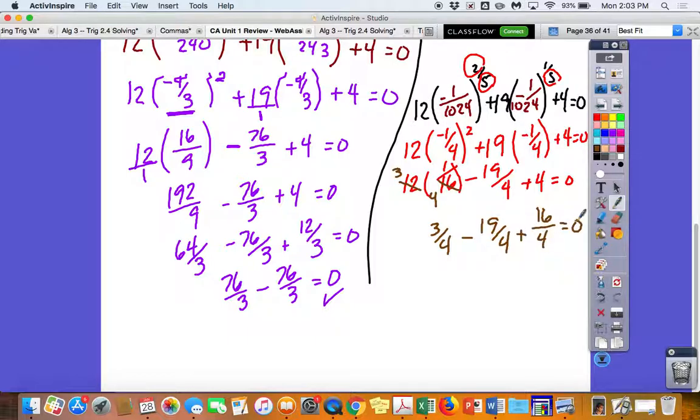Now look, if you don't like my fractions, type it in there and go with it. But 3/4 and 16/4 is 19/4. So they both actually work. So both of them are legit. So I'll stop here and pick it up in the next one.